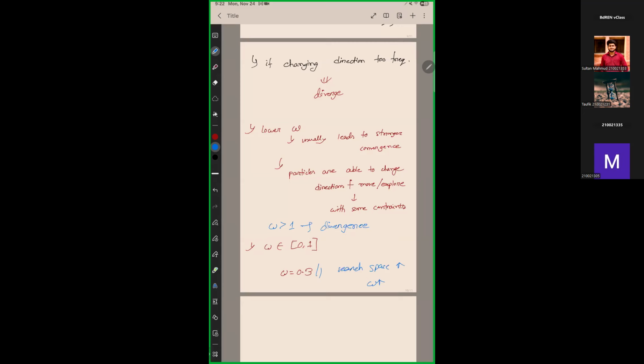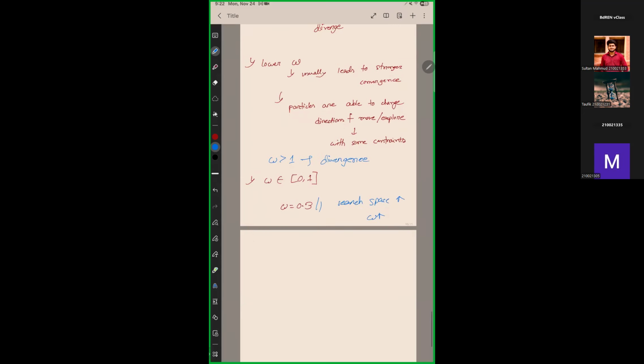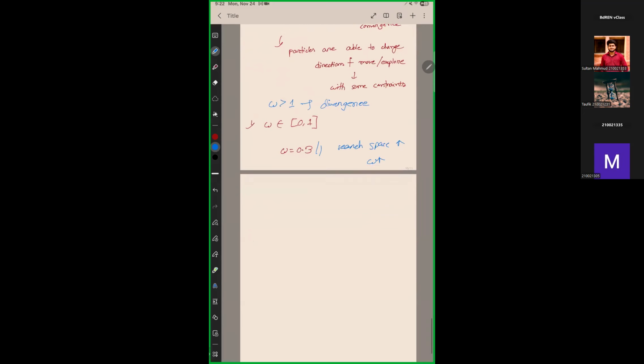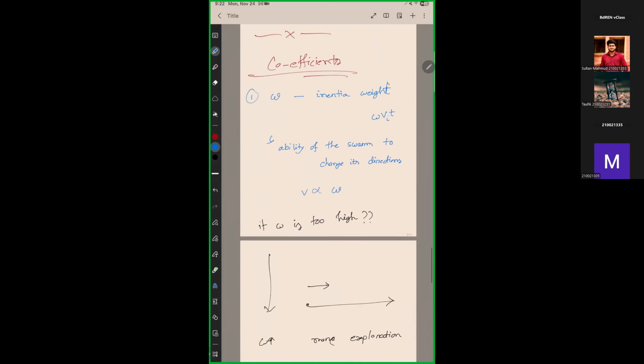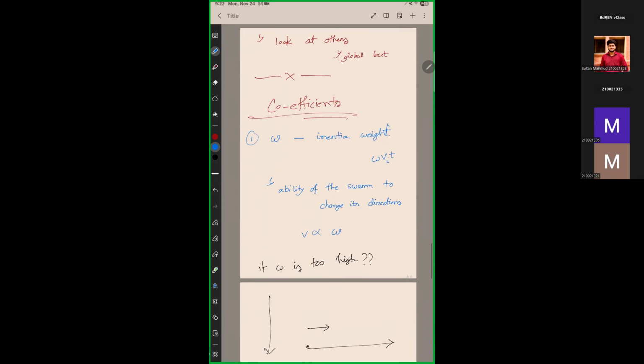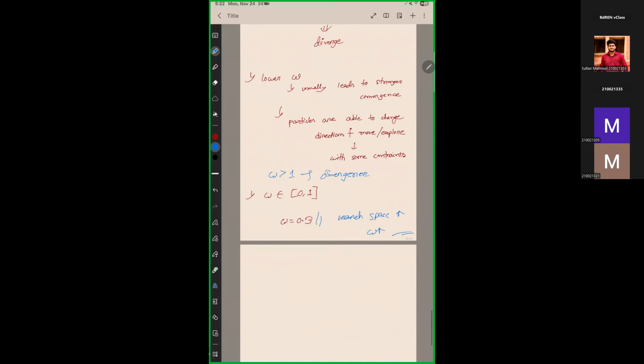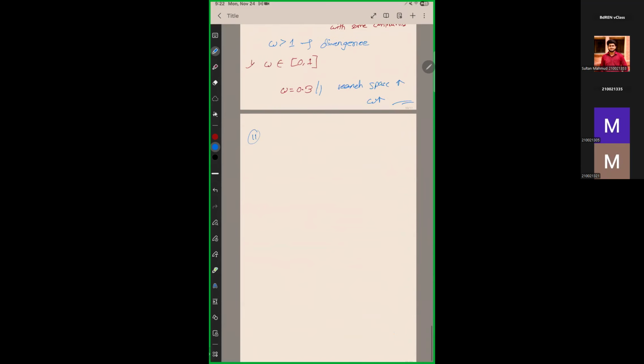Acha. So particles within this range are able to change directions, also move and explore a little bit, but with some constraint. You don't make it excessive. You can't just let them go completely. Is it clear how omega actually controls the first parameter, first coefficient? Yes, sir. Acha. That is our inertia weight. Now then comes number 2.